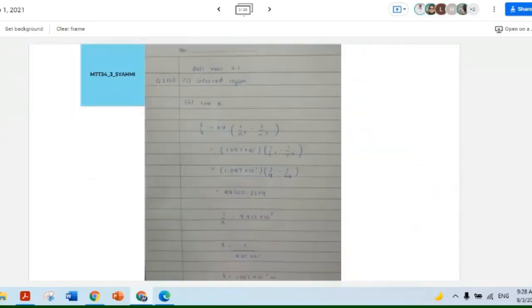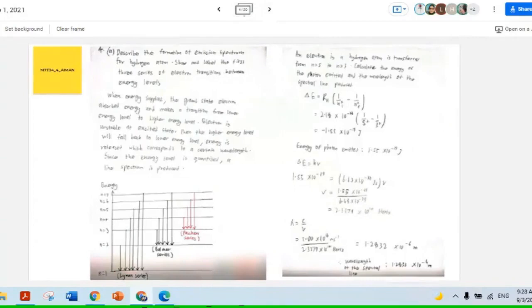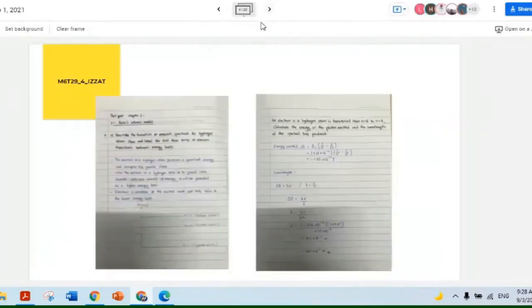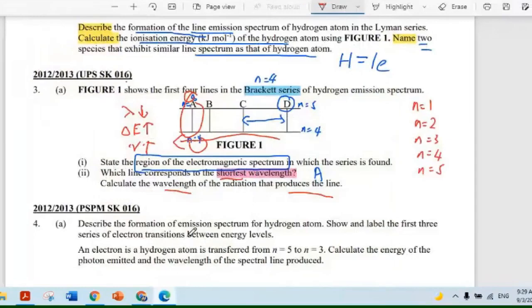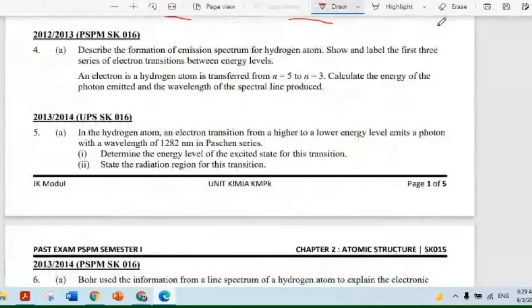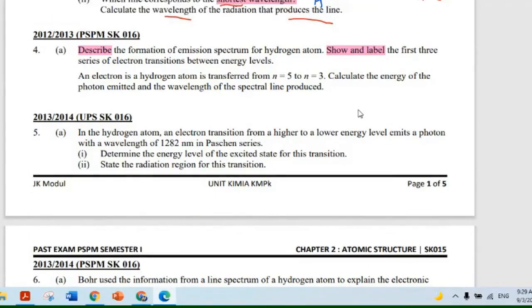Okay, good. Thank you, Luqman and Syami. Syami, be careful. Okay, now we proceed to question number 4, Izzat and Aiman. Okay, Izzat first. Izzat, what is the first question? Describe the formation of emission spectrum for hydrogen atom and show and label the first 3 series of electron transition between energy levels. So, describe. Is it the same as before? The same as questions 1 and 2, right?